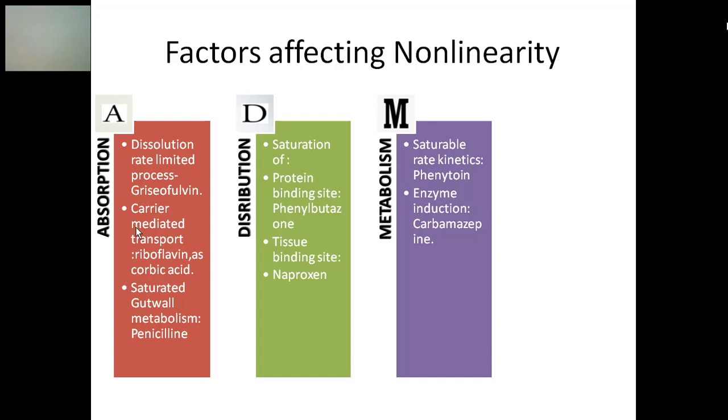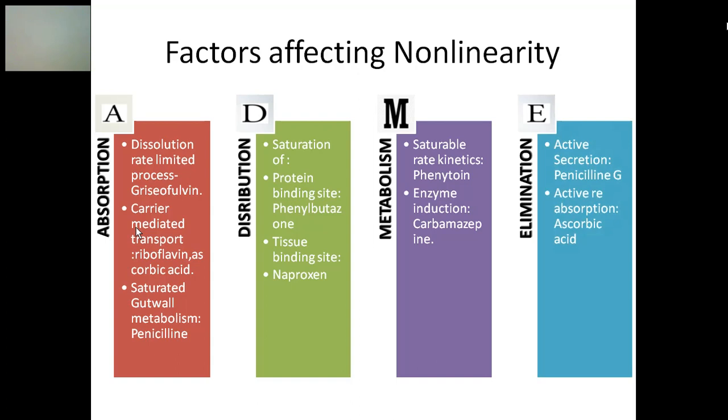Now, I said elimination, but actually I mean to say the excretion process. Elimination, of course, is the combined process of metabolism and excretion. So what I am referring to here is the excretion process. In the excretion process, active secretion, which is saturable due to the presence of certain drugs like penicillin G, generally affects the renal clearance, which gets reduced.